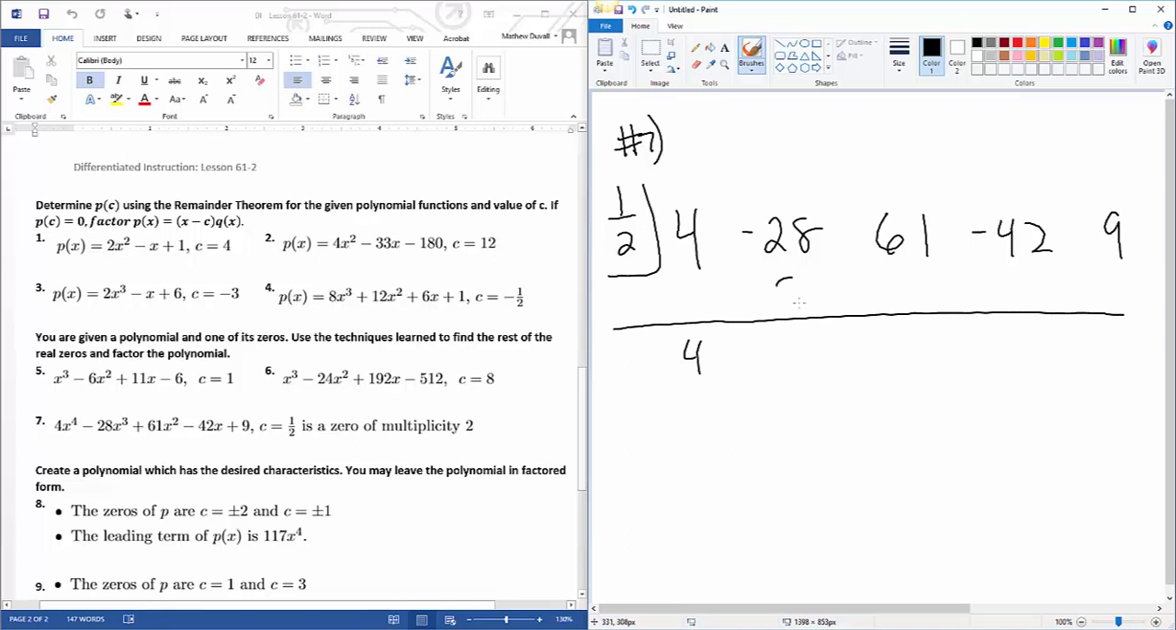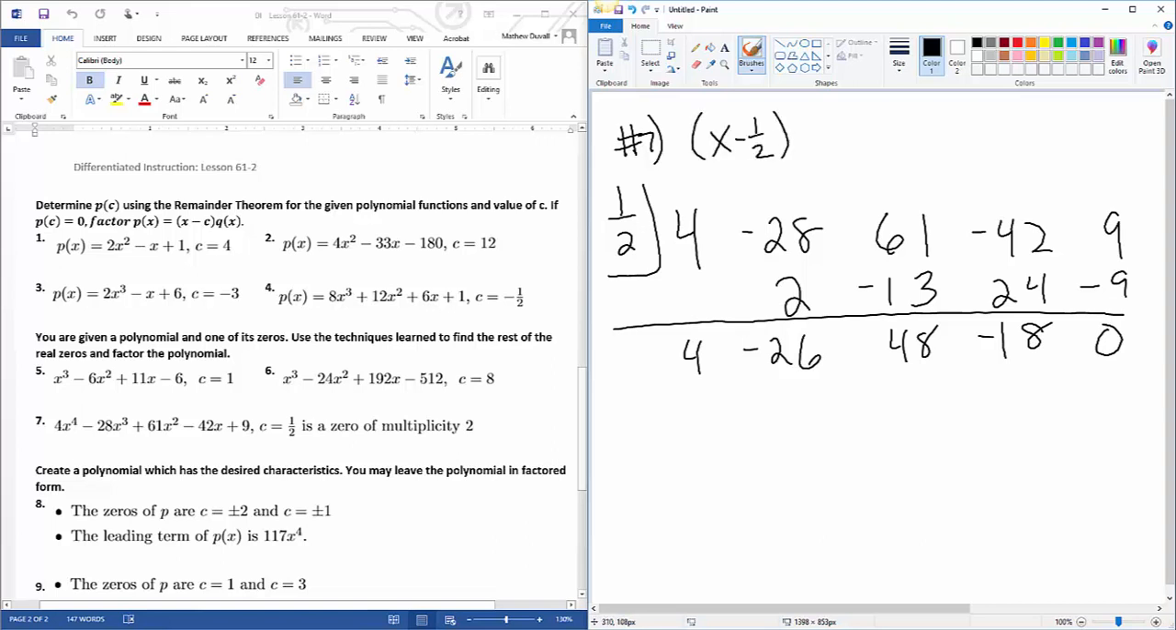Bring down the 4, multiply, add, multiply, and so 61, 51, 48. Multiply, add, what is that going to give me, 18? Negative, multiply, add. So it is a 0. It does work. Now, the issue here, though, is, yeah, I can write x minus 1/2, but I have to do this again.